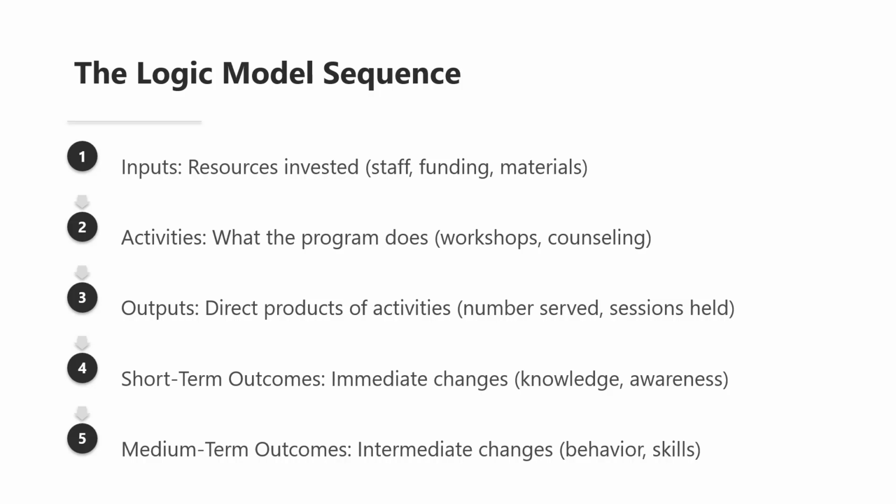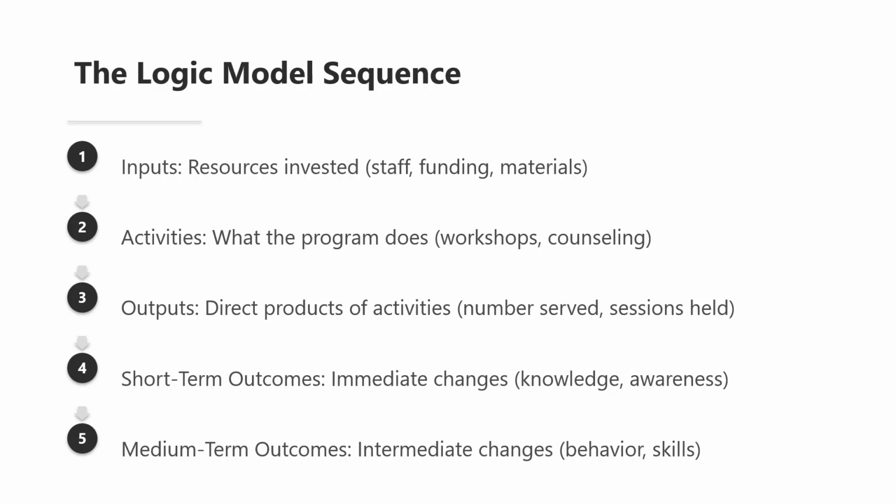Inputs are the resources you invest in the program. These include staff time, funding, facilities, equipment, materials, and partnerships. Without adequate inputs, the program cannot function. Activities are what the program actually does with those resources. Examples include conducting workshops, providing one-on-one counseling, distributing educational materials, or running a social media campaign.